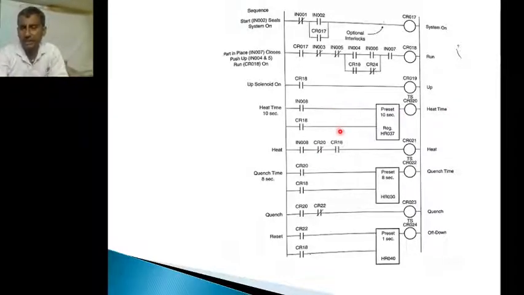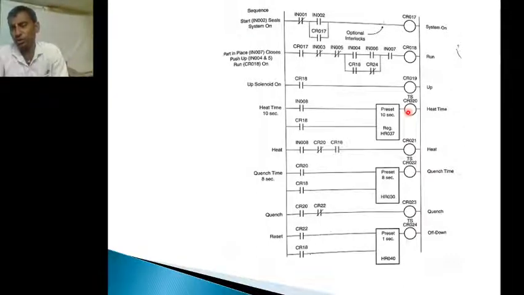So here CR18 is closed and IN008 is closed. So this line provides the path for the CR021. CR021 is nothing but heating of the metal. So this heating will continue. After 10 seconds, the output of the timer will be on. What is the output of the timer? CR020. So CR020 will be on.